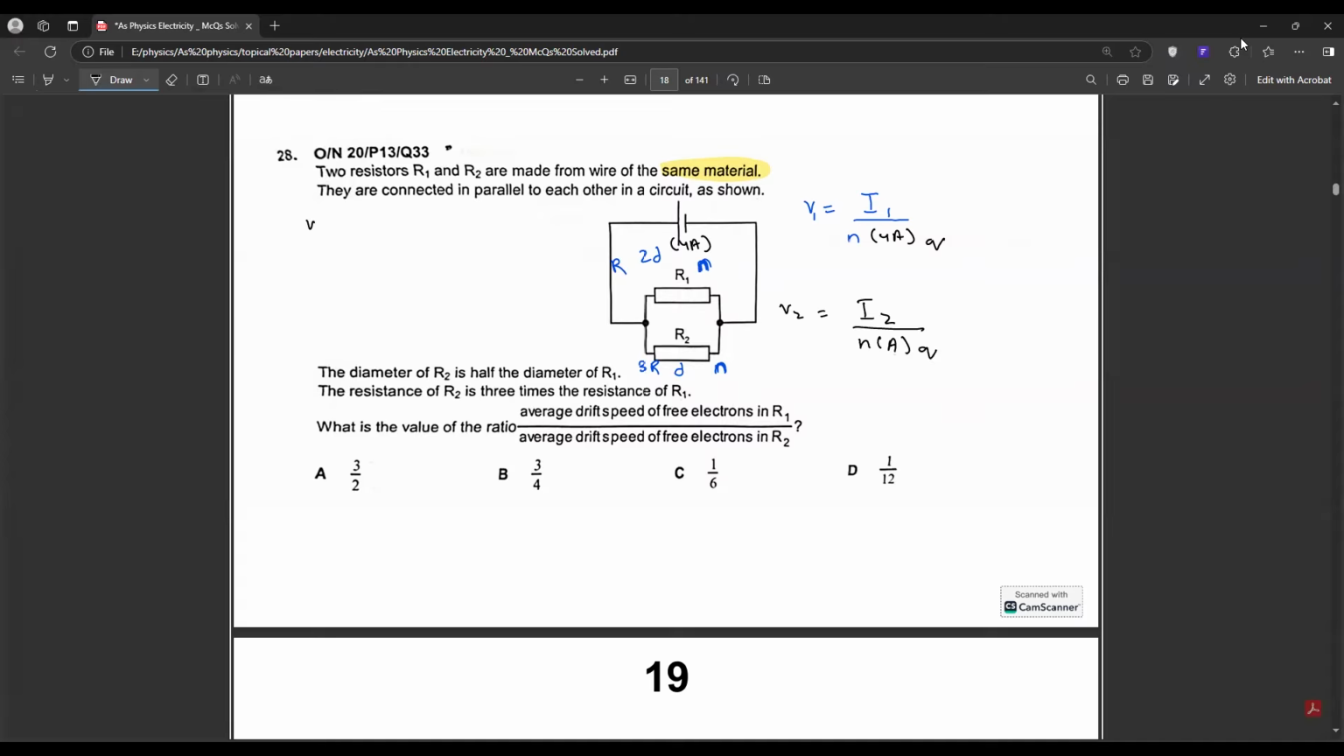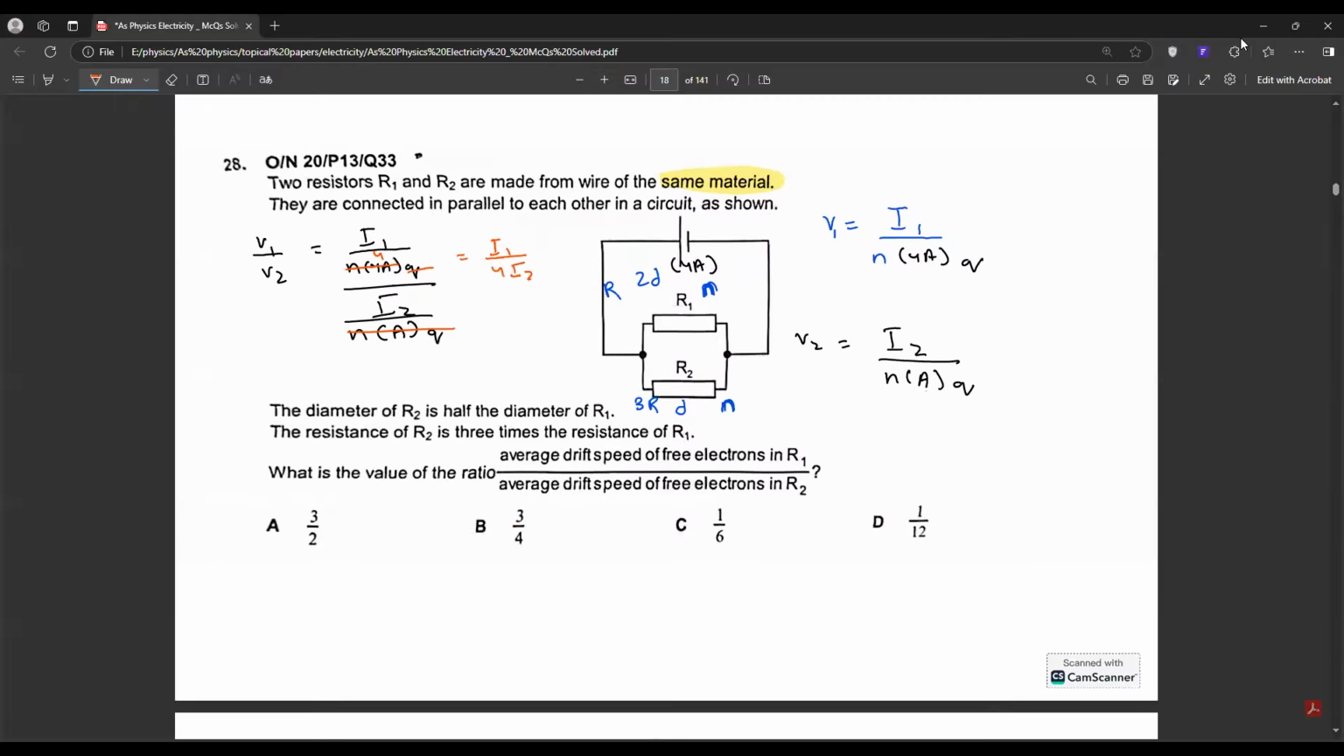Let's divide both of them. V1 upon V2. This will come out to be what? I1 over n 4A Q divided by I2 over nAQ. Is anything getting cancelled out? Yes. nAQ gets cancelled out. Only 4 is left here. Perfect. So what will your ratio actually become? I1 over 4 I2. But there are no options like that. You have to somehow substitute I1 over I2 as well.